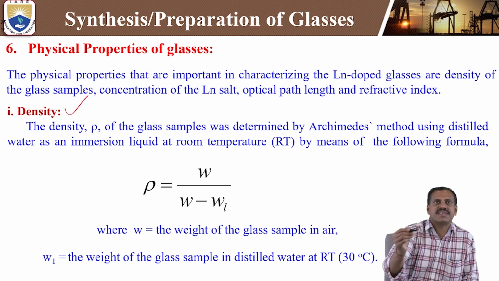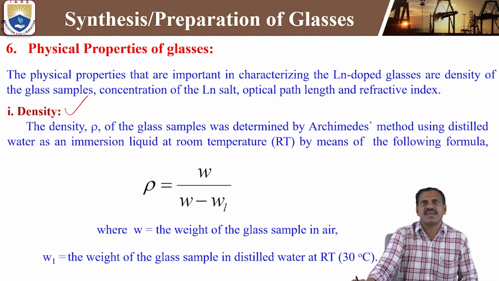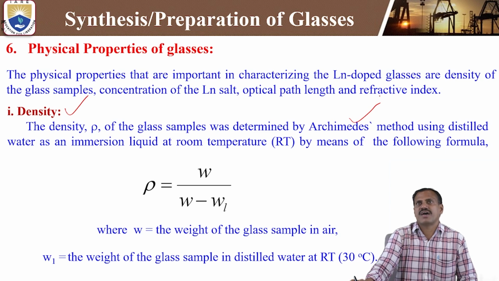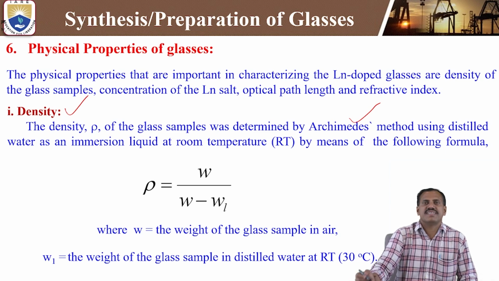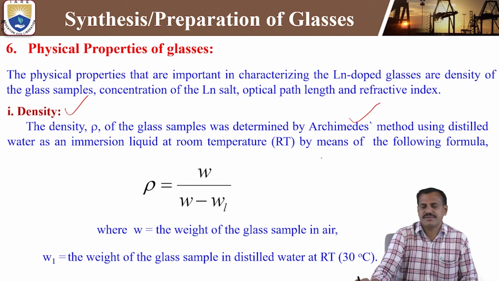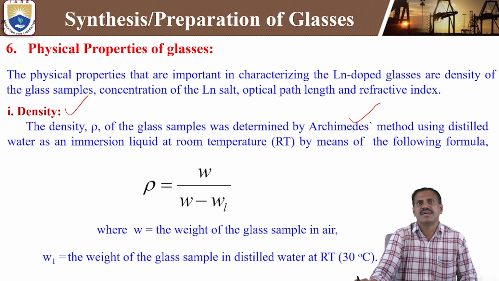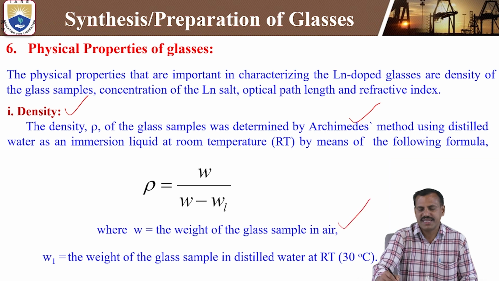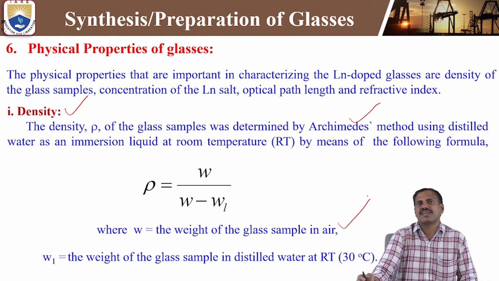The first parameter is density. Density rho of the glass sample was determined by using the Archimedes principle. Using distilled water as an immersion liquid, the glass is immersed in distilled water at room temperature by means of the following formula: rho equals W divided by W minus W1, where W is the weight of the glass sample in air. First, we have to measure the weight of the glass sample in air, that is called W.